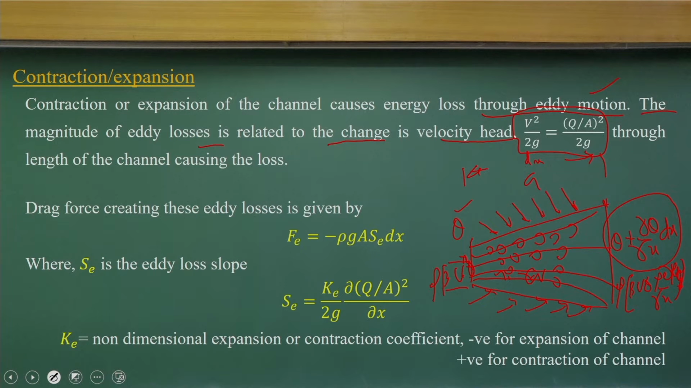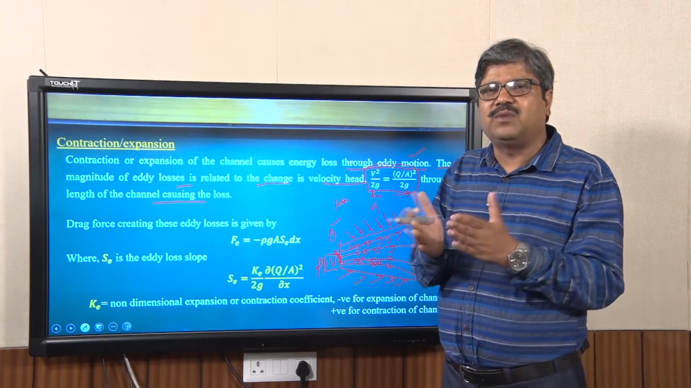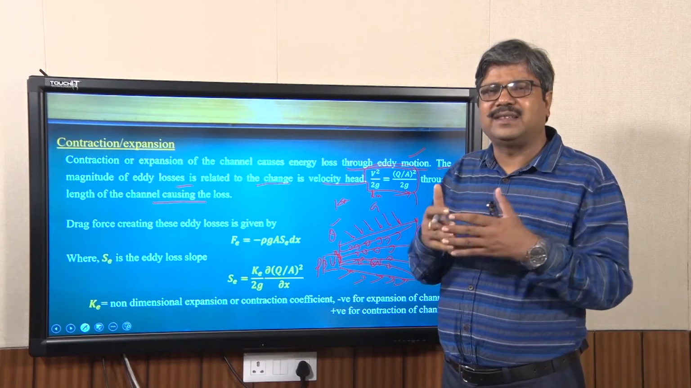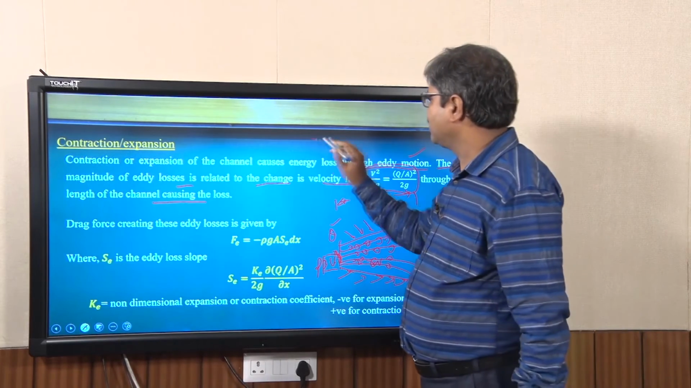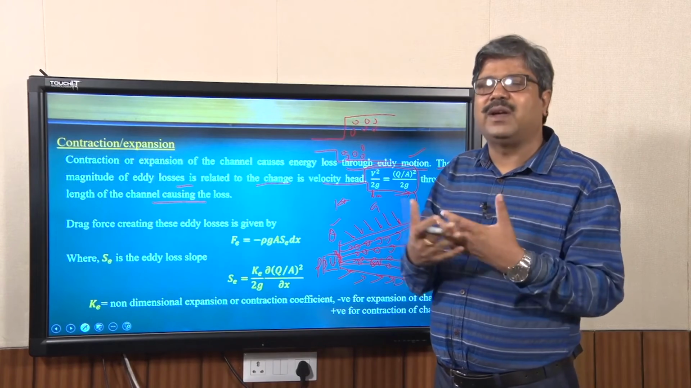It is proportional to the velocity head. That means we are considering an equivalent hypothesis, that a river expanding is equivalent to a pipe expansion, where you will have formations of eddies. And as you know, in a pipe flow the energy losses related to these eddies are related to the velocity head.